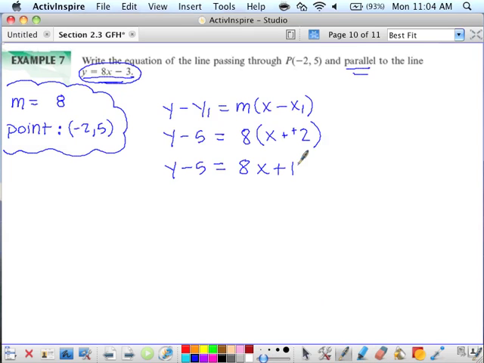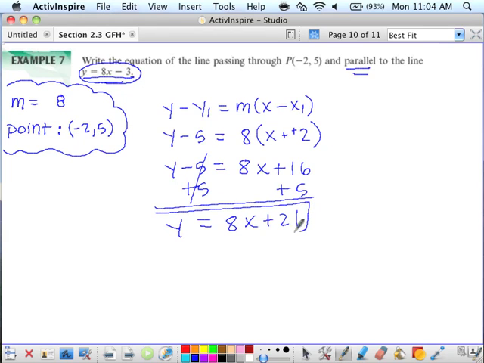Not 10, 16. So what do we do next? Move the 5 over. Plus 5. That isolates the y. So now we have y equals 8x plus 21. What form is that? That's slope-intercept form. I usually abbreviate that SIF.